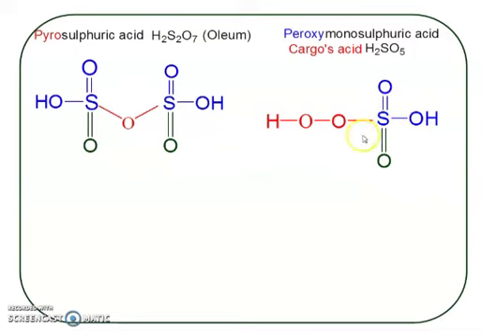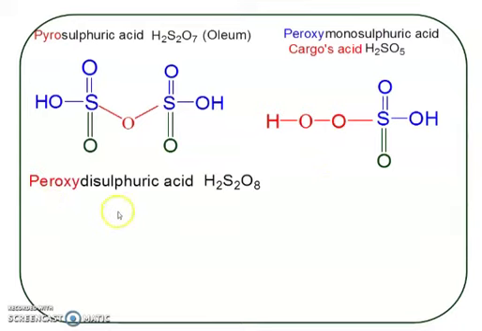So count the total number of bonds for sulfur. There are 2 double bonds, means 4 bonds, and 2 single bonds. So 4 plus 2, that is 6. This is the structure of peroxy monosulfuric acid.